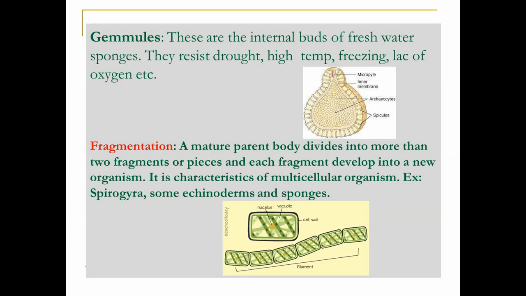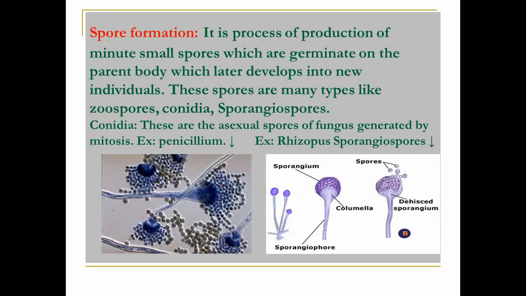It is called fragmentation. Now the next one is spore formation. Spore formation is a process of production of minute spores which germinate on the parent body and later develop into new individuals. These spores are of many types, like zoospores, conidia, and sporangiospores. Example here, conidia. These are the asexual spores of fungus generated by Penicillium.